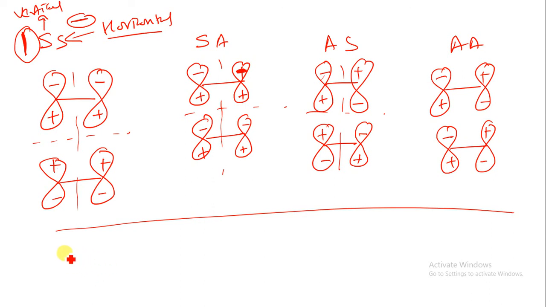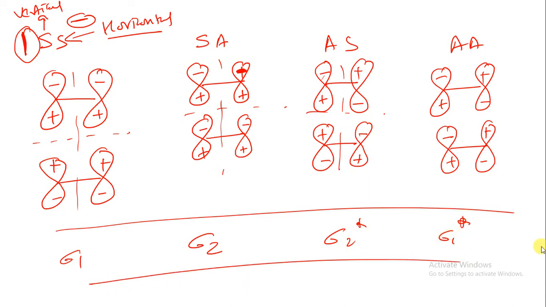Now this suprafacial shift is sigma 1 and sigma 2, this will be for sigma 2 star, and this will be for sigma 1 star. So that is the difference between sigma 1 and sigma 2, and how we can go for the correlation diagram. Now after knowing this, you just have to write down the correlation diagram. How can we go for it?